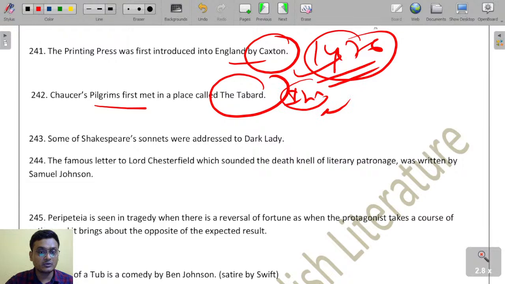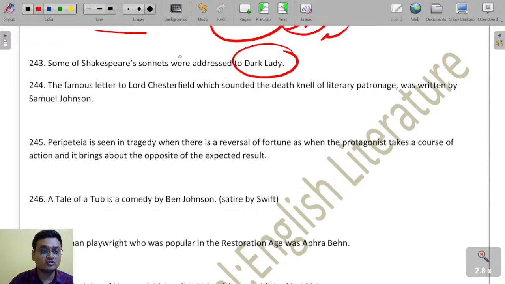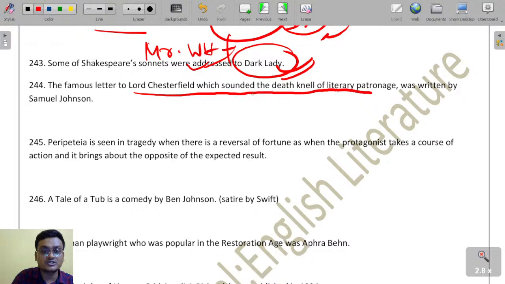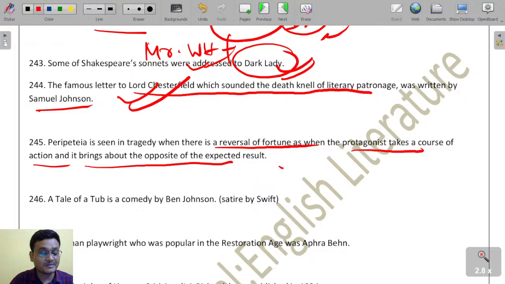Some of Shakespeare's sonnets were addressed to the Dark Lady and some were addressed to Mr. W. H. The famous letter to Lord Chesterfield, which sounded the death knell of literary patronage, was written by Samuel Johnson. Peripeteia is a reversal of fortune, when the protagonist takes a course of action and it brings about the opposite of the expected result.